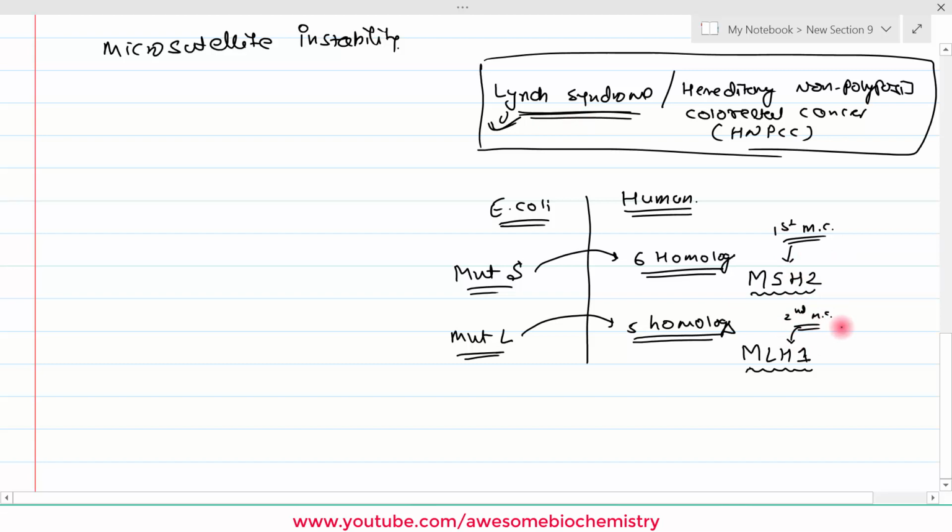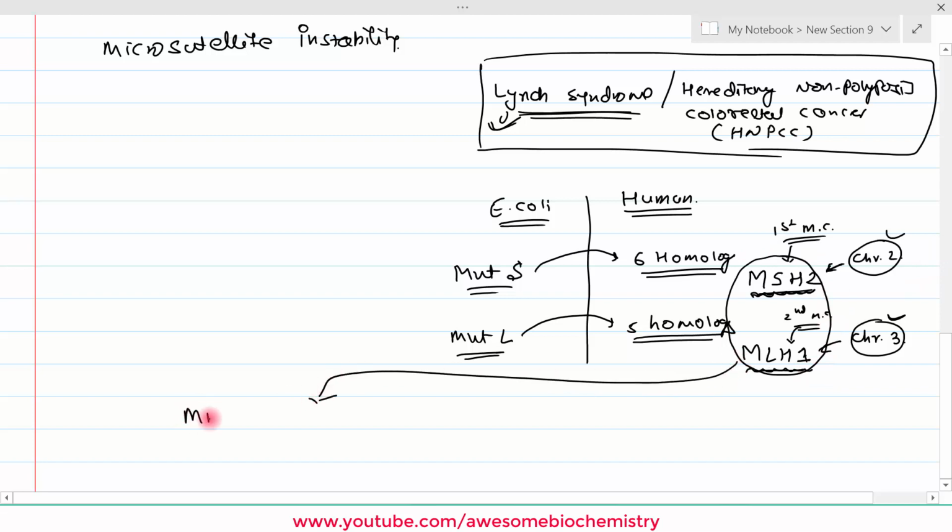Now why are these proteins defective? The reason is that the gene which encodes the MSH2 protein is located on chromosome 2, and it may get mutated for some reason. The MLH1 gene is located on chromosome number 3. If the genes are defective, whether hereditary or sporadic, for any number of reasons, their products, MSH2 or MLH1, are found defective. So you can easily imagine what will happen if these are defective. It can lead to the mismatch repair mechanism becoming defective.